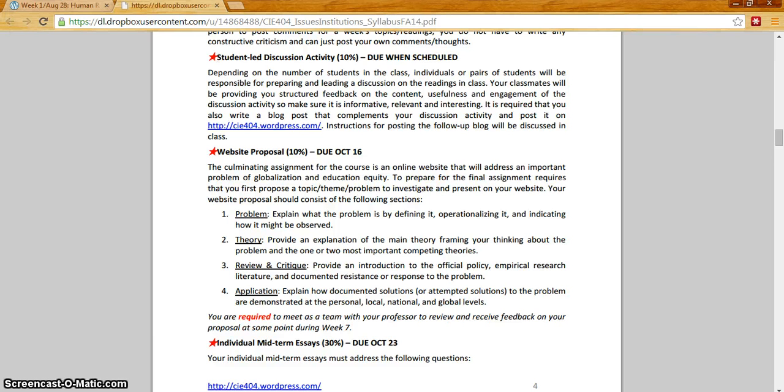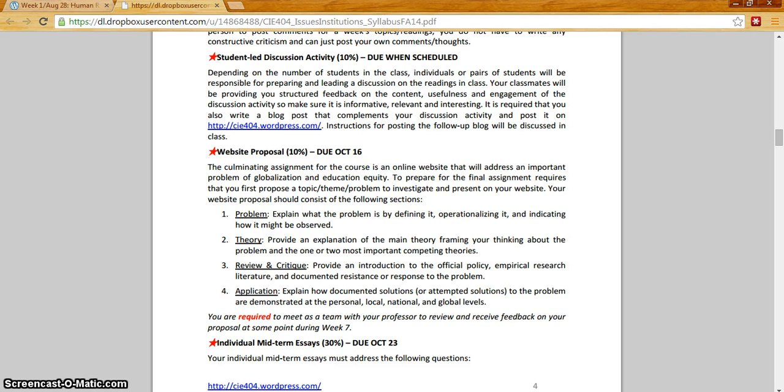Depending on the number of students in the class, either individuals or pairs or even small groups of students will be responsible for preparing and leading a discussion on the readings in class. Your classmates will be providing you with some sort of structured feedback on the content, usefulness, and engagement of the discussion activity. So make sure it's informative, make sure it's relevant, make sure it's interesting.